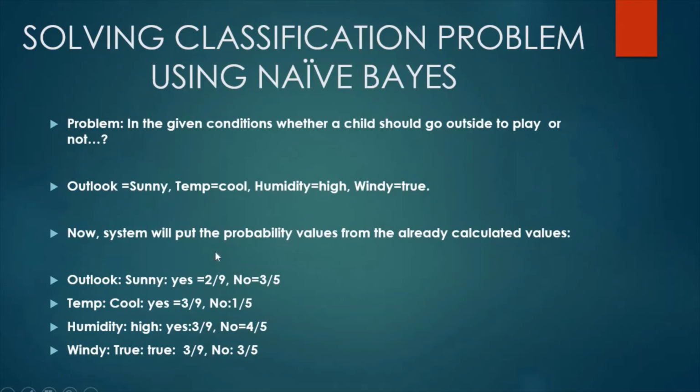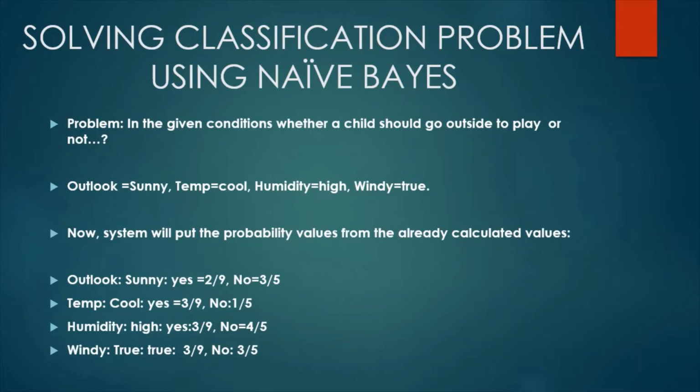So this is simply picked from the training part of the model that we have calculated previously. Likewise, the yes and no probability has been calculated by finding the conditional probability of Bayes theorem. Now the system will find out, by putting these yes and no values in the Bayes equation, whether the child should go for the play or not. Let's apply the Naive-Bayes equation here.